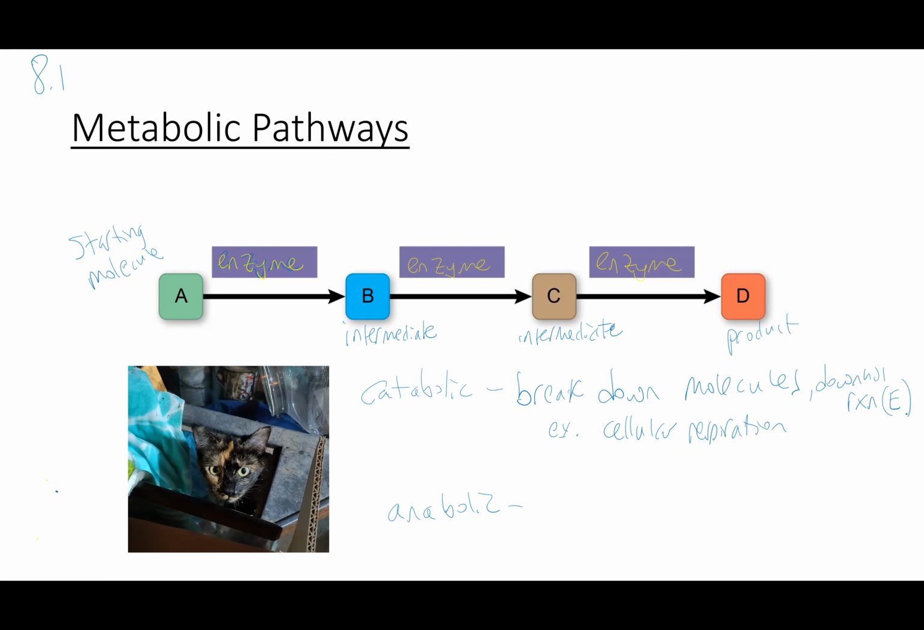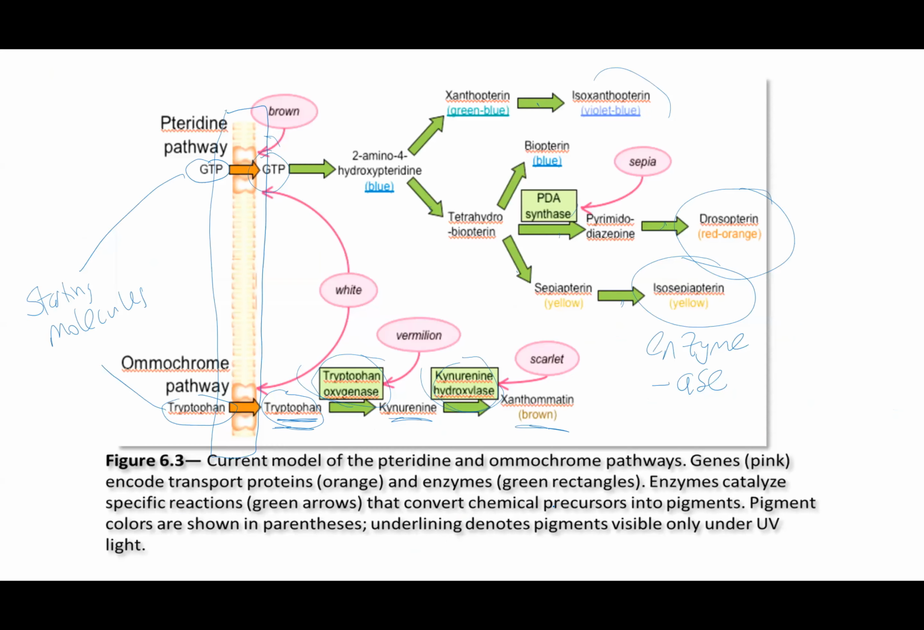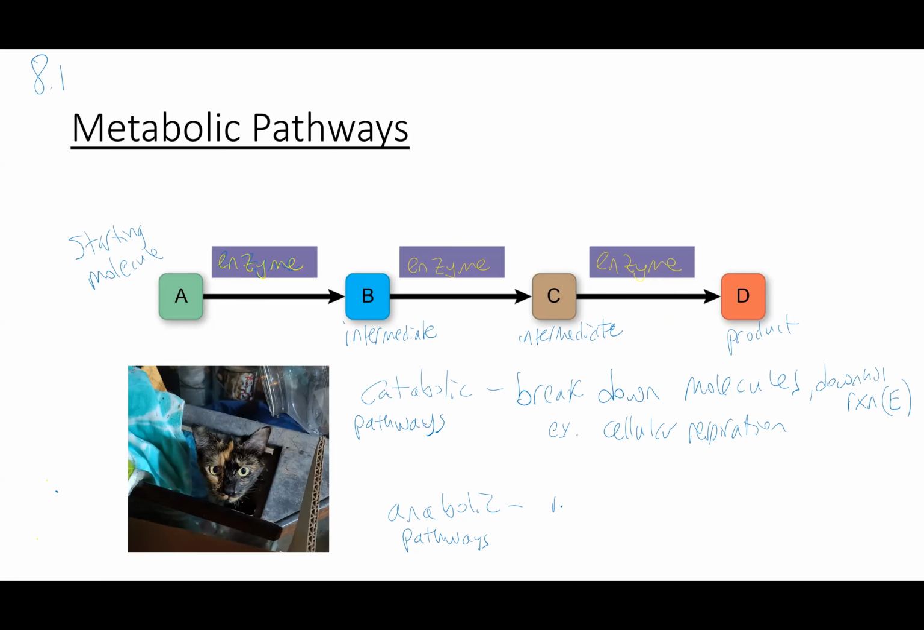Okay, the opposite of that is anabolic. So we have catabolic pathways and we have anabolic pathways. What do you think anabolic pathways do? Yeah, so instead of breaking things down, they are going to synthesize or make larger molecules. So this is uphill in terms of energy.